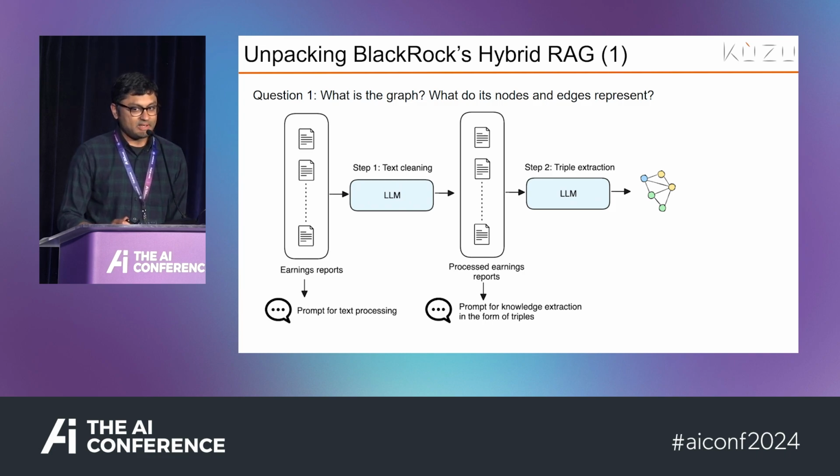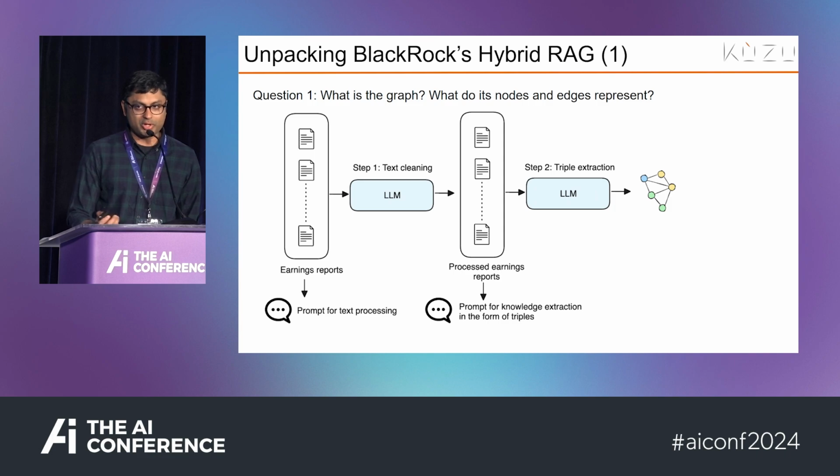But following this, there's step two, which is where they actually extract triples from the graph. And a triple, as I mentioned, is a collection of subjects, entities, predicates, and objects, and that represents a node or an edge in the graph. So they produce a knowledge graph using this workflow, using a two-stage step in LLMs, and that is what is used in conjunction with vector search.